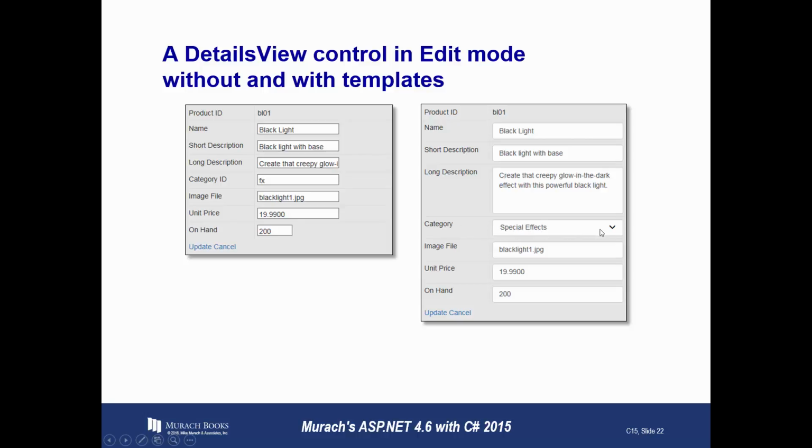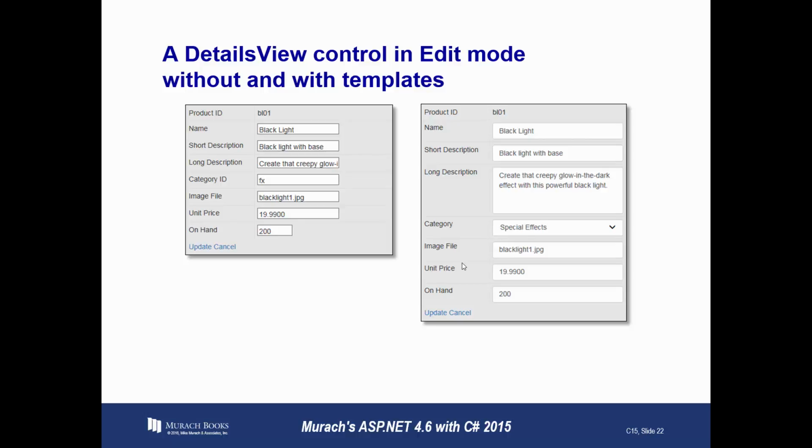So here we've got our different categories in a drop-down list. So they have to choose one of those values, so it would be virtually impossible for them to choose something that was incorrect. Whereas you could leave one of these blank, you can't leave that blank, or you could give an image file that doesn't exist or a negative unit price, or a negative or non-numeric on-hand type of value. But again, you would typically put in validation controls to make sure that that doesn't happen.